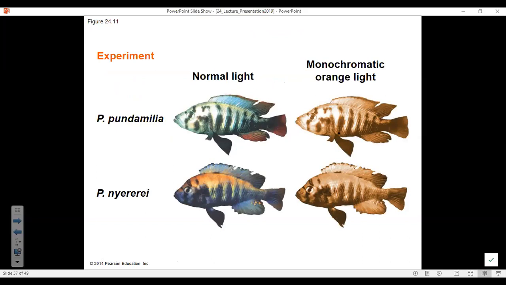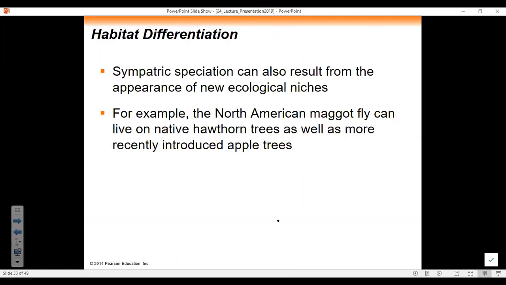but only in the normal light. If you look here in the monochromatic orange light, like if the water had gotten really, really polluted and you couldn't have that light come in very well, then it wouldn't really matter which kind of coloration pattern you had, because you ended up looking exactly the same.